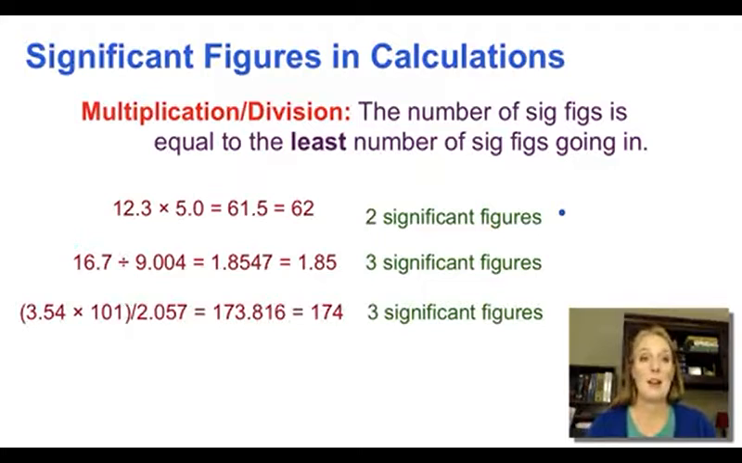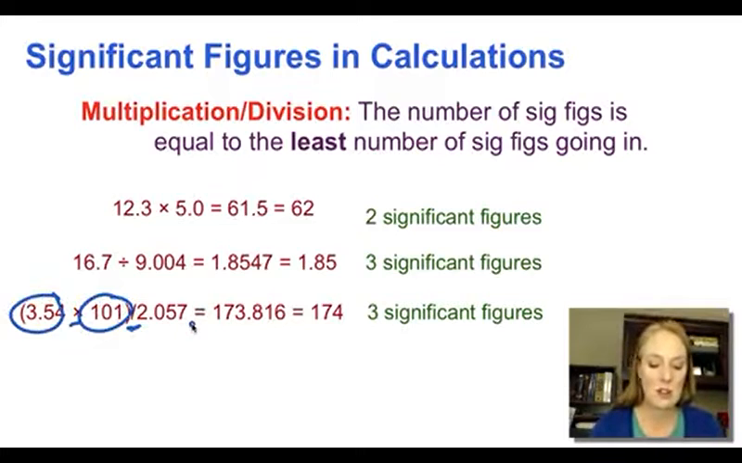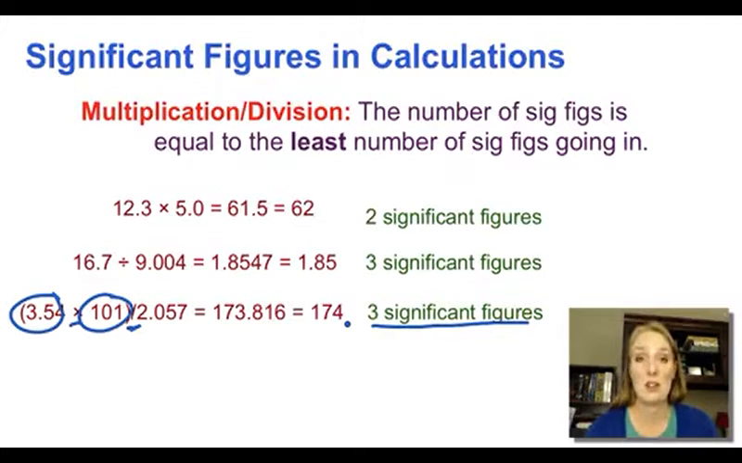Here's another example. Here I have all multiplication and division as my operations. So in this case, I look for the quantity going in that has the least number of significant figures, which here is 3. I have 3 significant figures in each of those and 4 in the other number. So my answer should have 3 significant figures. It should be expressed to 3 significant figures. Why am I doing that again? I'm doing that to show the level of precision. Okay, and we don't want to show a level of precision that is higher than what we actually had in any of our individual measurements.